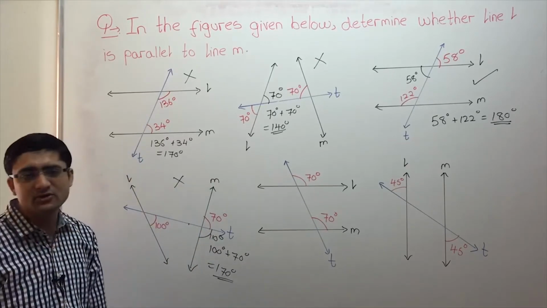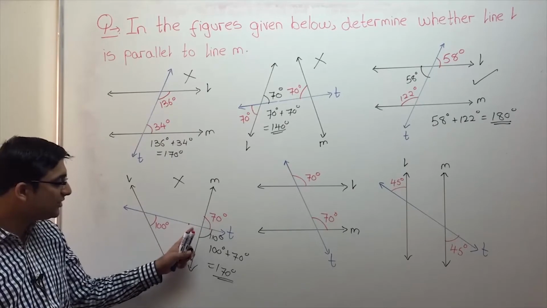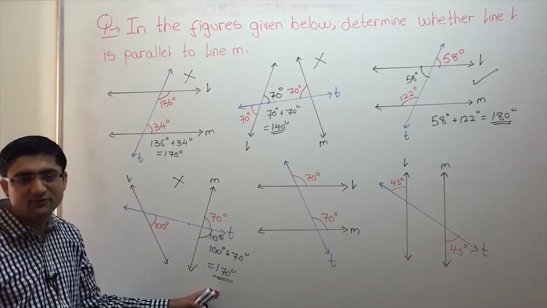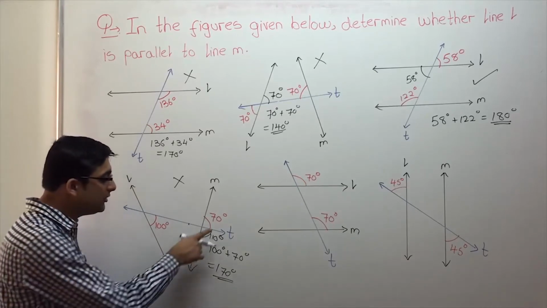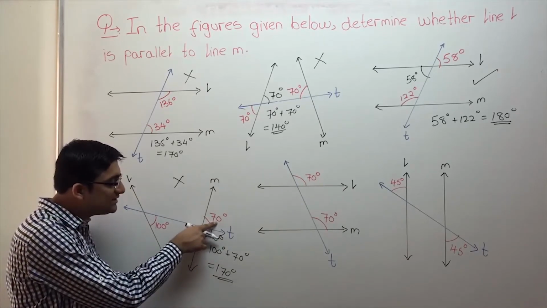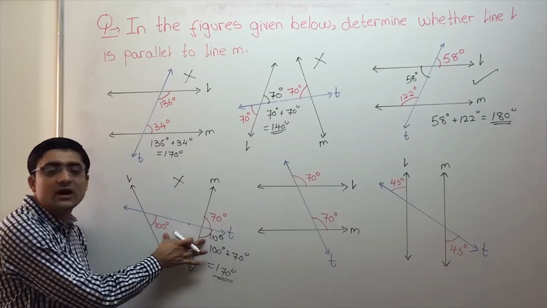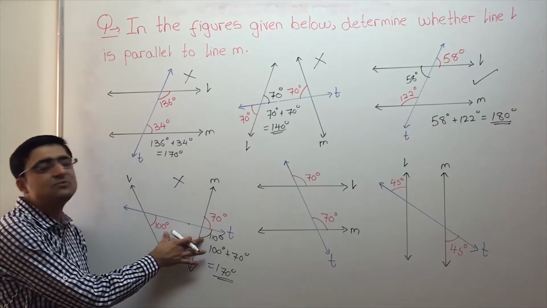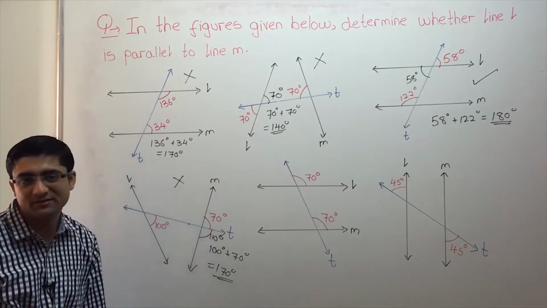So there are many ways by which you can do it. One option is you take the vertically opposite angle and you say interior angles on the same side of the transversal are not supplementary, so they're not parallel. Or you take these two as a linear pair. So if this is 70, this is 110. Now these two angles are corresponding angles. Are the corresponding angles equal? No. So because corresponding angles are not equal, lines are not parallel, right?